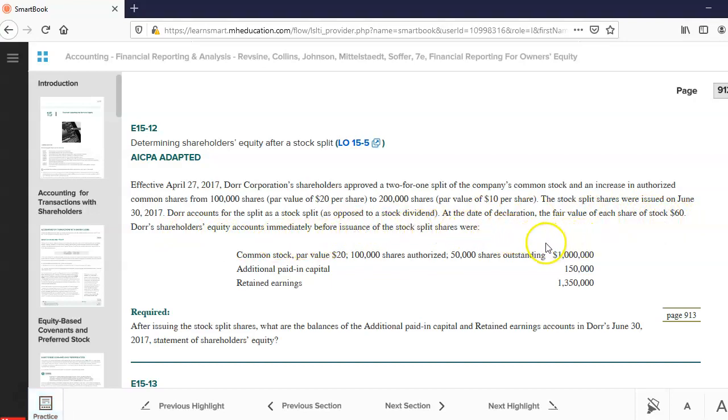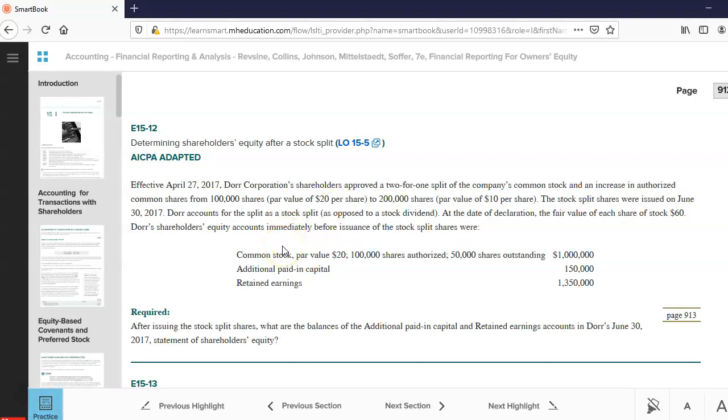and Door's equity accounts immediately before issuance of the split were as follows. So this is right before the split. So common stock recognized the par value is 20, 100,000 authorized, 50,000 outstanding, additional paid in capital, and retained earnings. After the stock split were the balances of additional paid in capital and retained earnings on June 30 of 2017 equity. Okay, so that's what we have to figure out. So they did the split on June 30, and so what does my equity look like right after that? That's what we're trying to figure out.